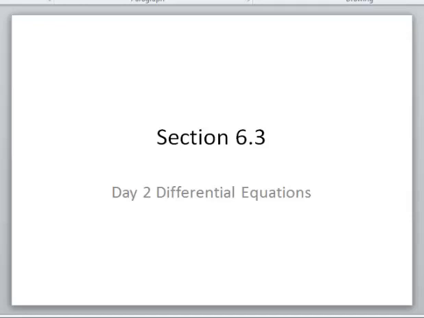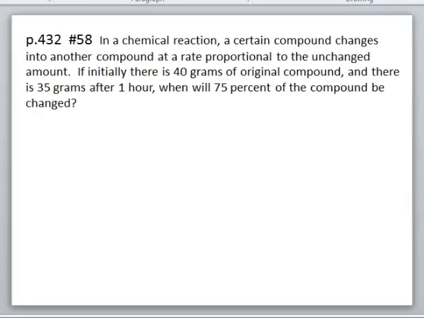Alright, we have one more day of differentials, and what we're going to be doing today is working with this problem. It starts out by saying that in a chemical reaction, a certain compound changes into another compound at a rate proportional to the unchanged amount. If initially there's 40 grams of the original compound, and there is 35 grams after 1 hour, when will 75% of the compound be changed?